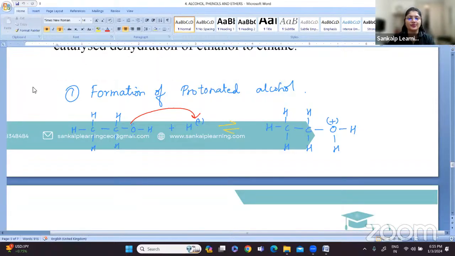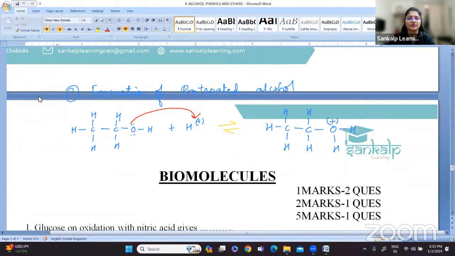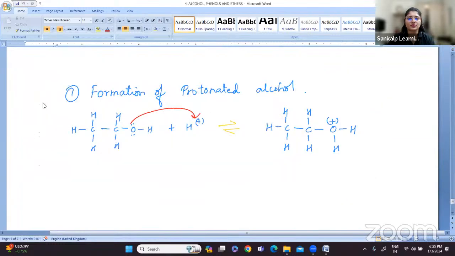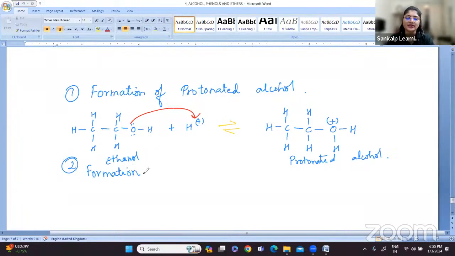Now, what is the second step? Yes, students, what is the second step? So ethanol is converted into protonated alcohol. Now the second step is formation of carbocation. You have to write it like this, and you have to explain it in one line. Formation of carbocation.